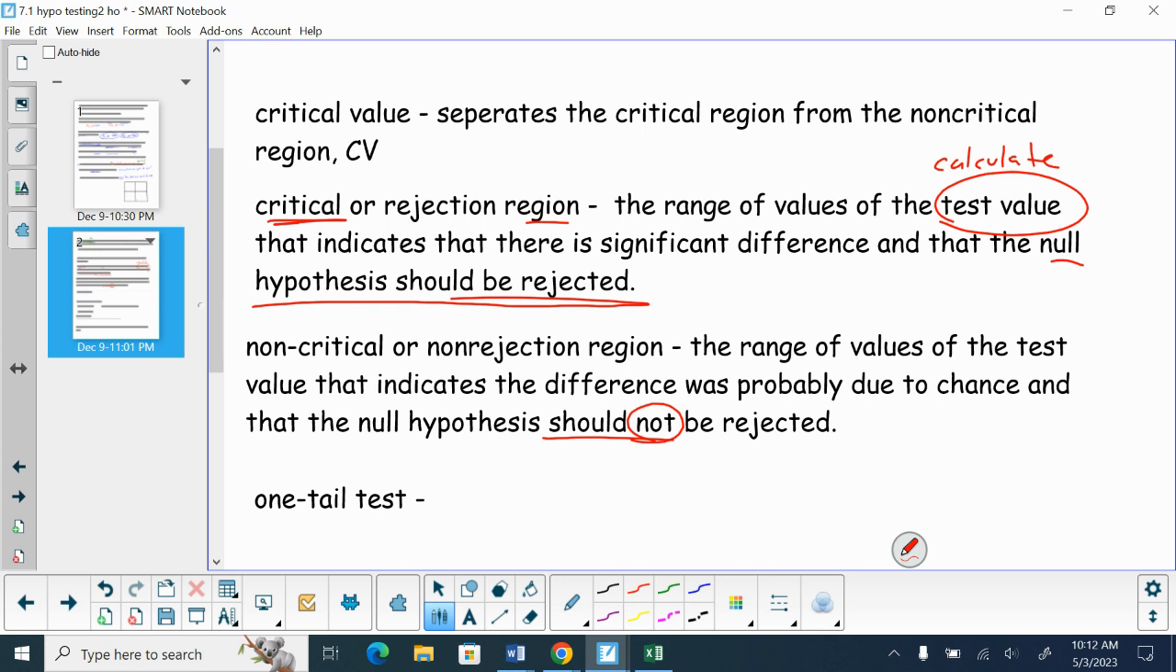So once again, you're going to have a test value you will calculate, the same test value as up here. If you fall into a non-critical region, we will not reject the null hypothesis. So for those two hypotheses that you stated for today, we will either reject the null hypothesis or we will fail to reject the null hypothesis.